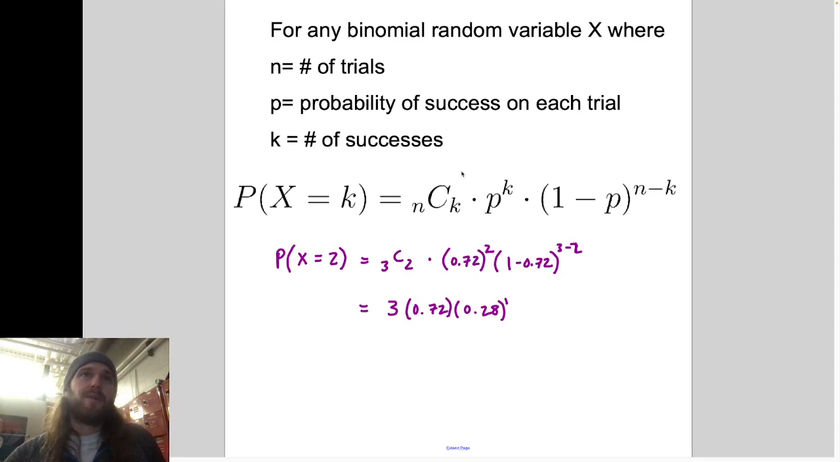I want to remind everybody that combinations can be written multiple ways. So let me pause the video right now and just write it the other way so you're familiar with that as well.